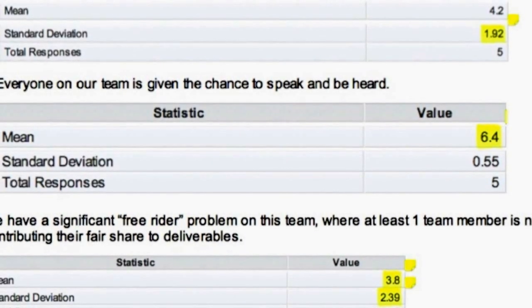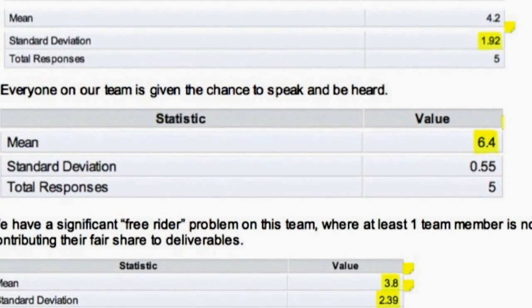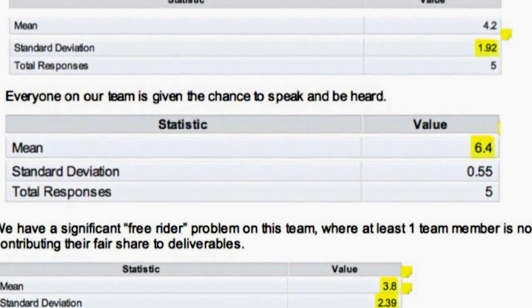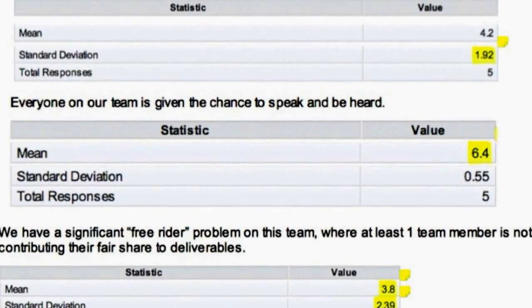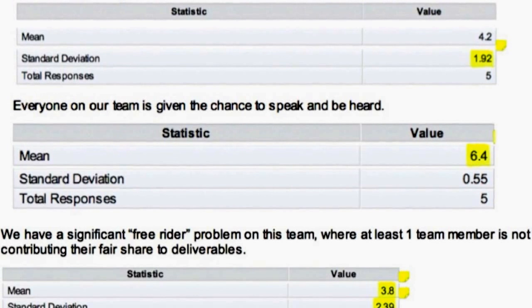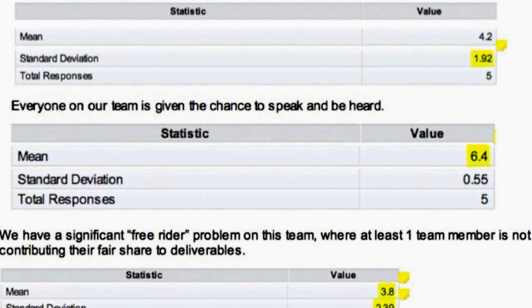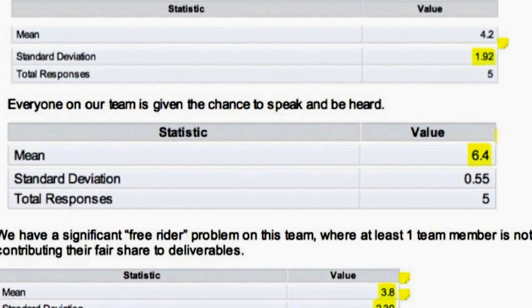So this team's highest score was a 6.4 with a 0.5 standard deviation, meaning that just about everybody agrees, all 5 people, that everyone really is given the chance to speak and be heard, which is a wonderful thing. That is a really important foundational aspect of a successful team. Because this is one that we see more commonly than we'd like to see, right? But it's a common problem in teams regardless of context.